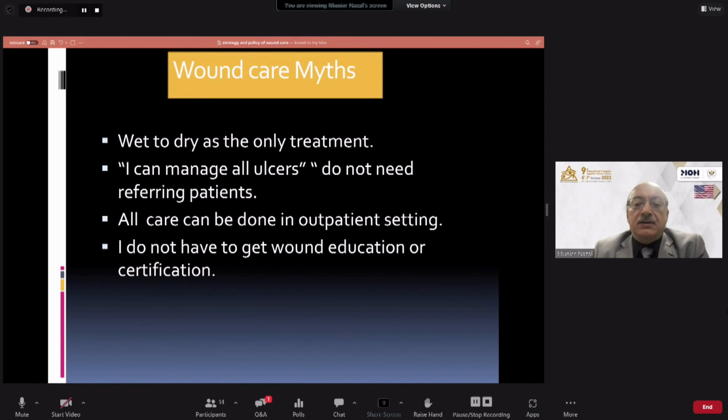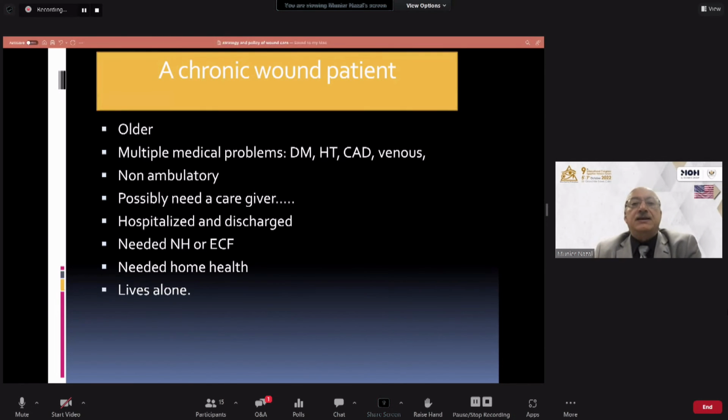All care can be done in an outpatient setting. That is another myth. Sometimes you have to admit the patient and deal with the early stages or acute stages or difficult stages, then discharge them to outpatient. Another myth, I don't have to get wound education or certification. It is like saying I want to be a vascular surgeon or a venous surgeon without getting certification or education in venous. The fact you are a surgeon or a physician doesn't mean you are a good wound specialist. You need to get certified.